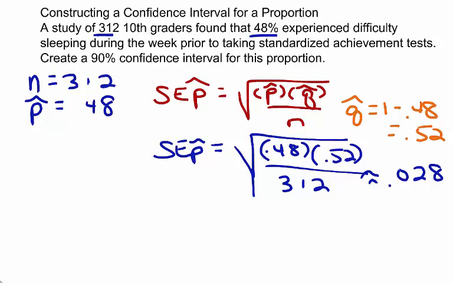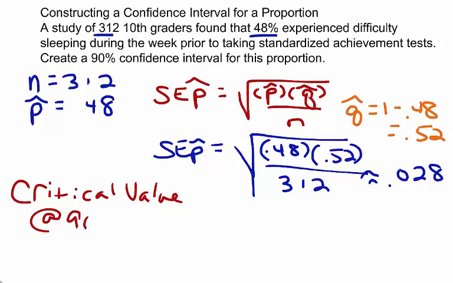Now I need to determine my critical value for a 90% level of confidence. It's best to memorize the critical values at 90, 95, and 99%, as those come up frequently when you're taking a statistics course. And in our case, the critical value for a 90% confidence interval is 1.645.